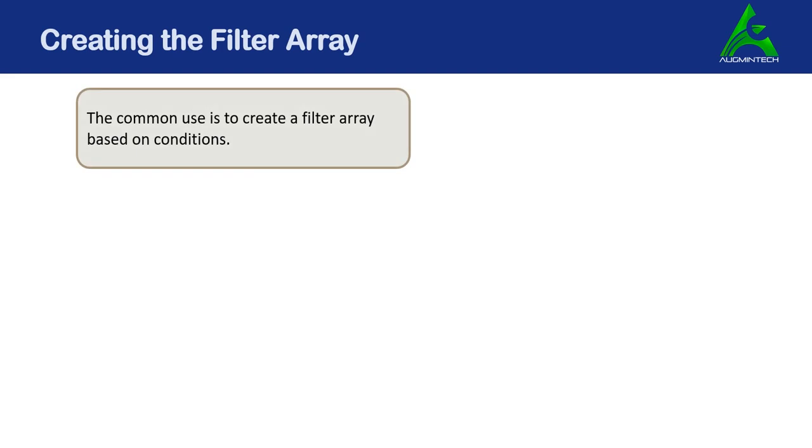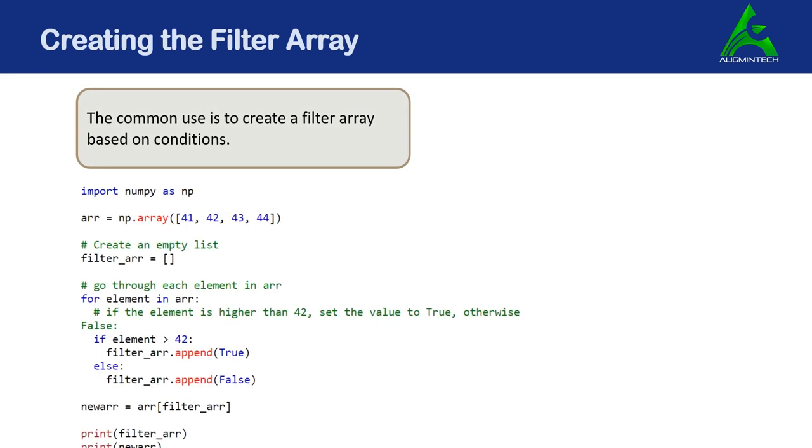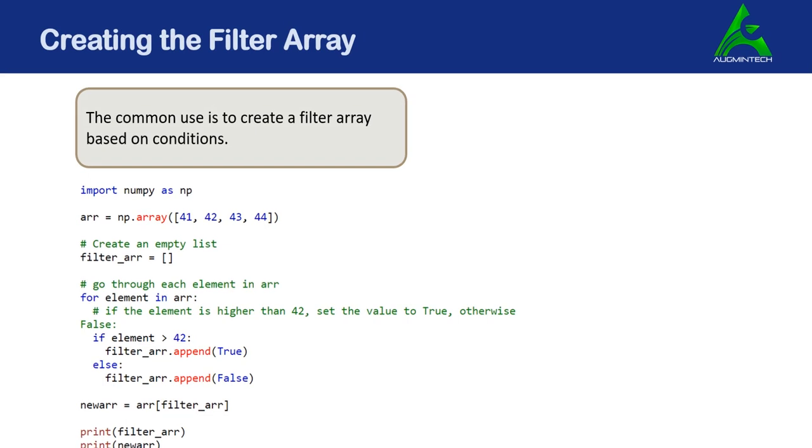The common use is to create a filter array based on conditions. Here we can create an array and an empty filter array. Then we can iterate over the elements inside the array and check for the conditions. If that condition is satisfied, it has to append to the array. If not, the elements would get filtered. So we can either append true or false to the Boolean index list, and then we can print our filtered array.